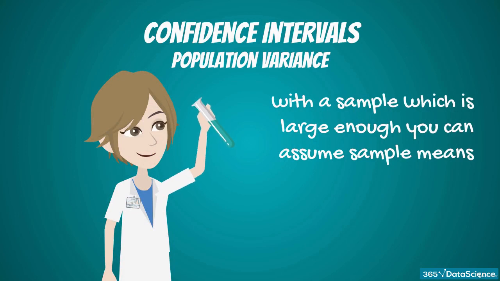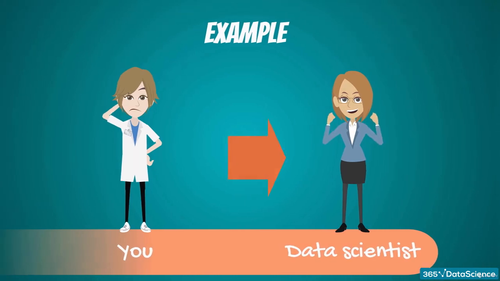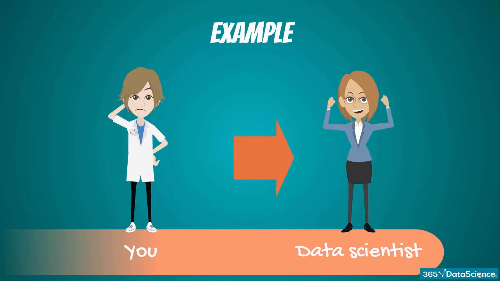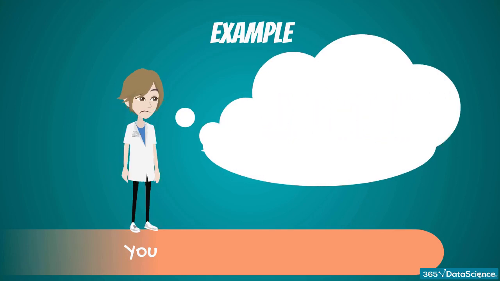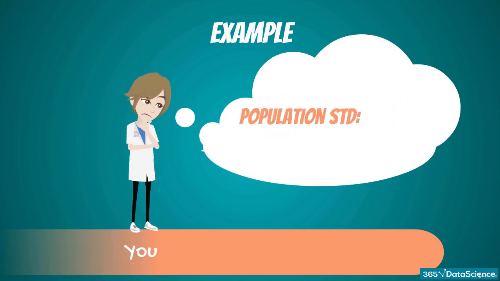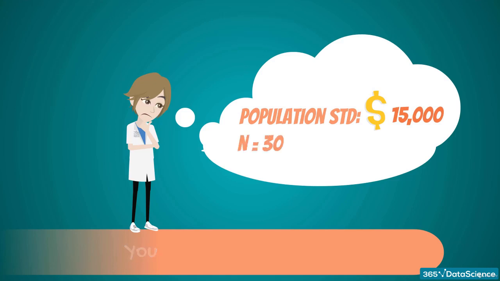All right, let's say you want to become a data scientist and you're interested in the salary you are going to get. Imagine you have certain information that the population standard deviation of data science salaries is equal to $15,000. Furthermore, you know the salaries are normally distributed and your sample consists of 30 salaries.